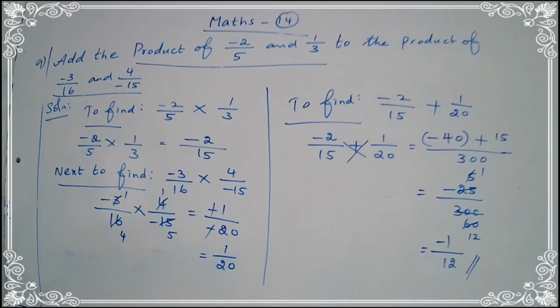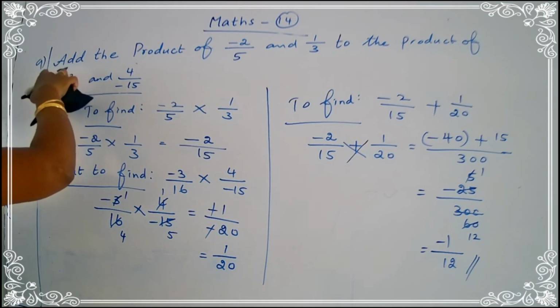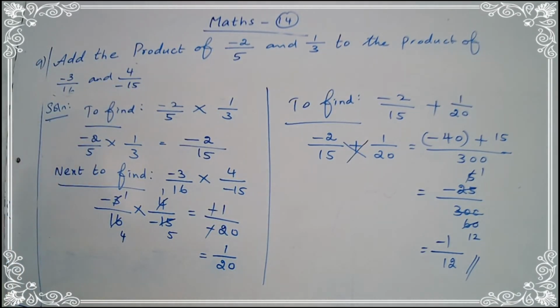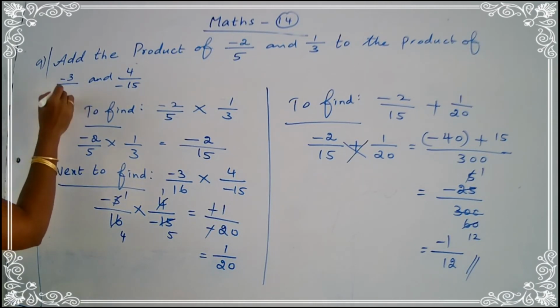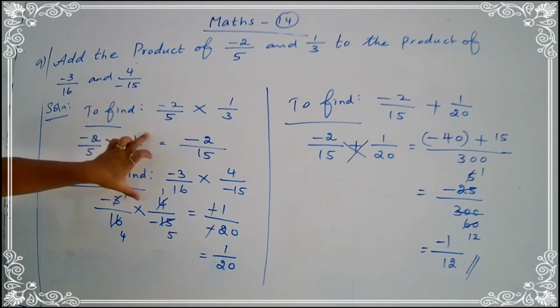Yes. Now you take a classwork note and write it. Write the question, ninth one. Add the product of minus 2 upon 5 and 1 upon 3 to the product of 3 upon minus 16 and 4 upon minus 15. First write this part. First you write this part, after that you write this part.